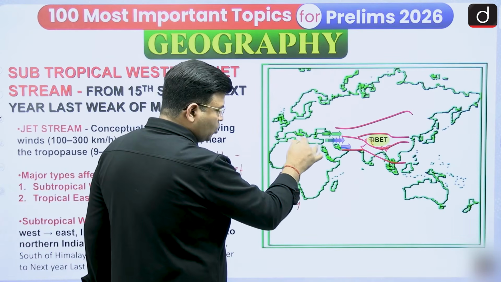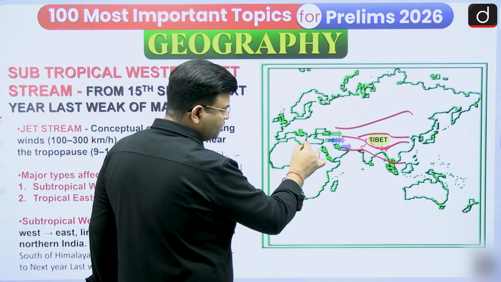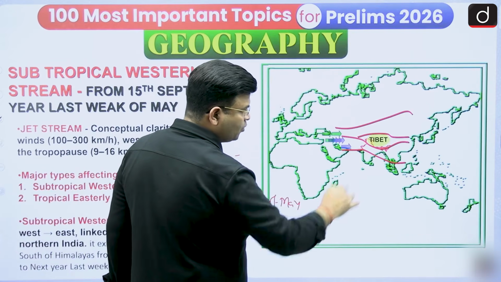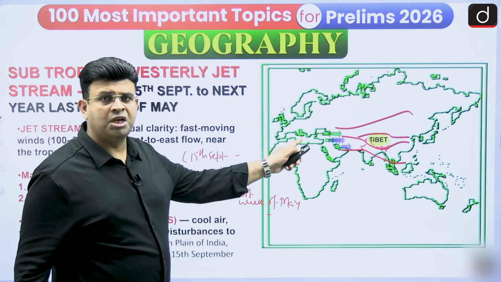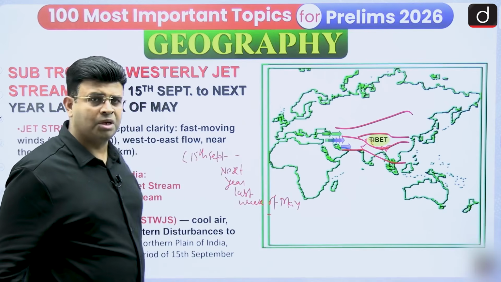This subtropical jet stream also drags temperate cyclones and extratropical cyclones from the Mediterranean Sea towards India, and it is known as a western disturbance. It is known as a western disturbance, which comes during the winter period from November to April.